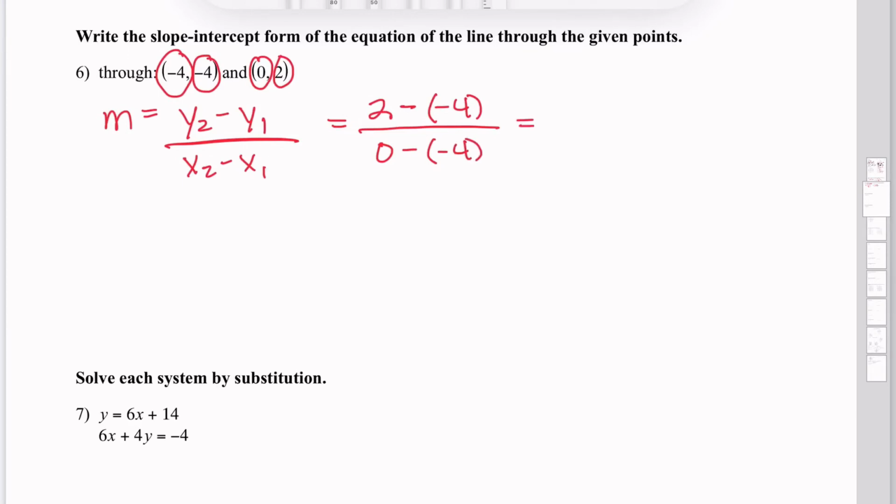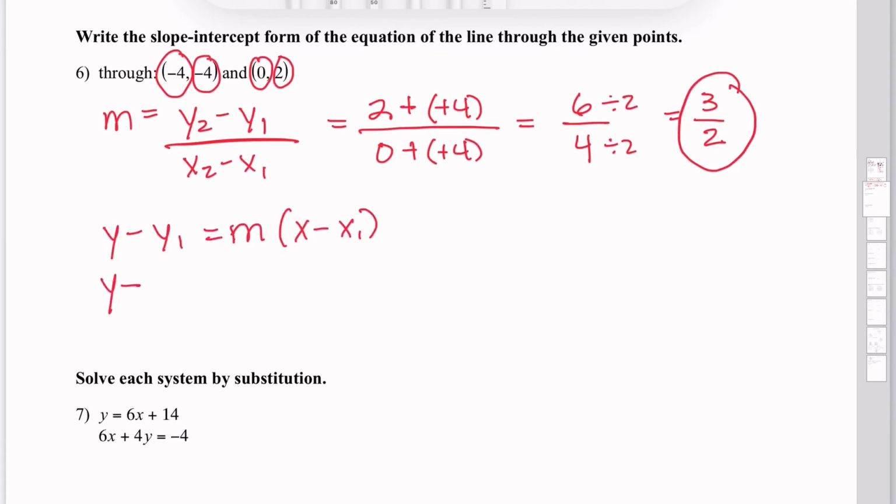And we just simplify. Those two negatives make a positive, and 2 plus 4 is 6 over. Same thing on the denominator. We get 4. We can't divide by 2 to simplify. And we get 3/2. So this will be our slope that we will need. And just like in question 5, we're going to use the point slope formula.